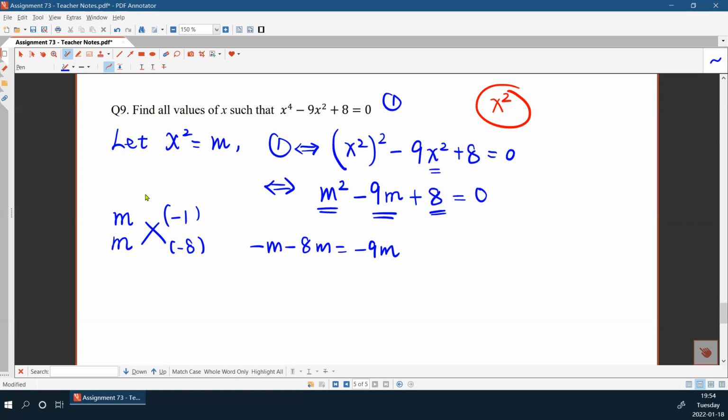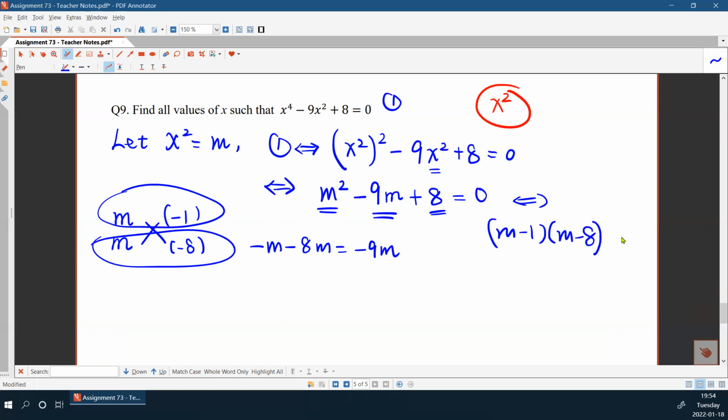Of course, if you do not like the cross multiplication method, or if you are not familiar with this method, you can always use the quadratic formula to solve m. Do you understand? Okay. Here, using cross multiplication is just to save some time. Okay, so this is our first factor, m minus 1. And this is our second factor, which is m minus 8 equals 0. So tell me, what are the values of m? Therefore, m can be, according to this equation, what are the values of m? 1 or 8, right?